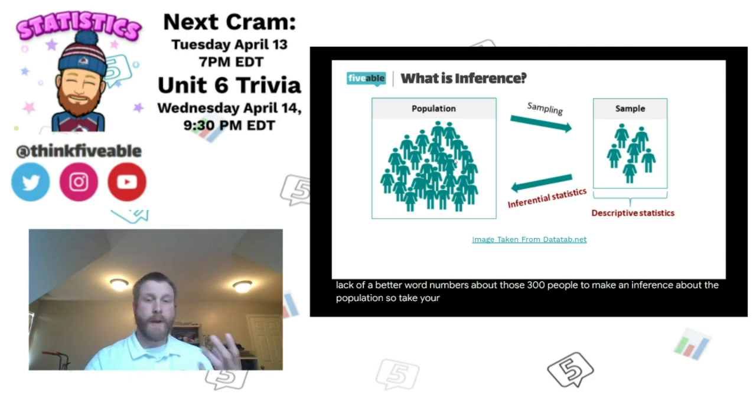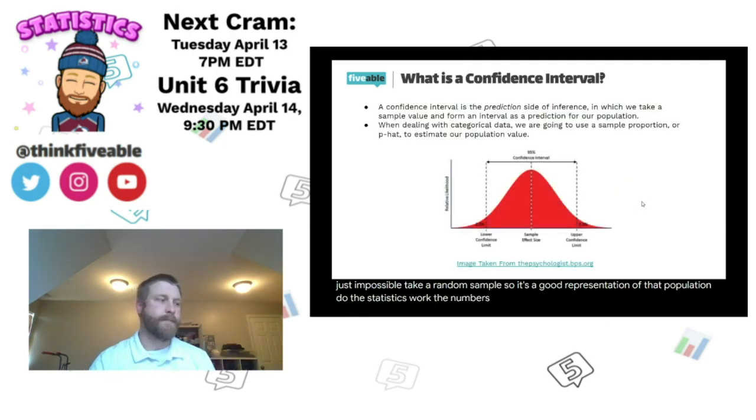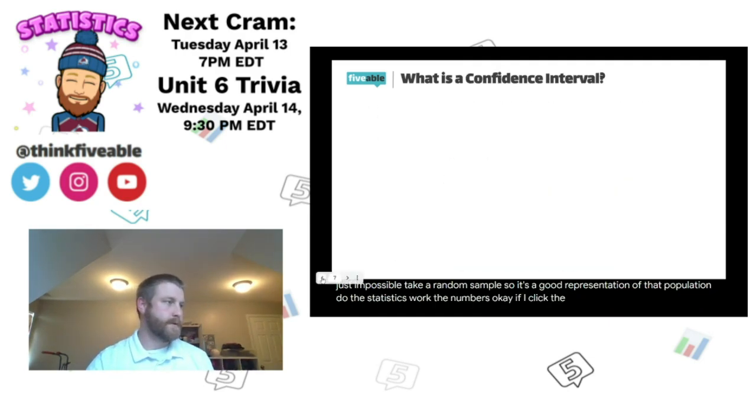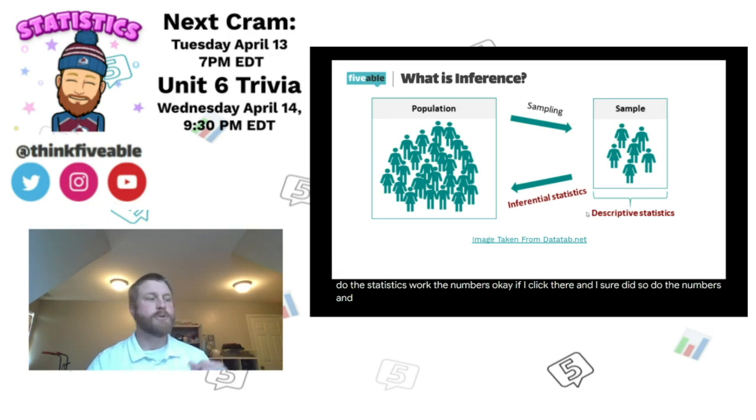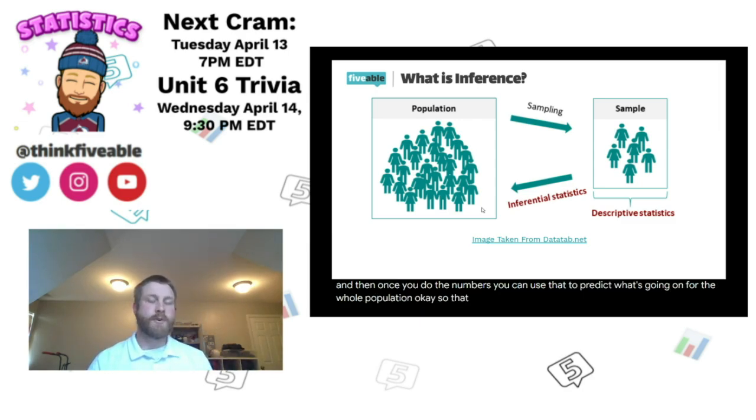So take your huge population that I cannot know everything about. Okay, it's just impossible. Take a random sample so it's a good representation of that population. Do the statistics work, the numbers, okay? So do the numbers, and then once you do the numbers, you can use that to predict what's going on for the whole population. Okay, so that procedure of inference, taking a random sample, doing the math, quote unquote, for that smaller sample, using that math to broaden your horizons to the whole population. That is inference.